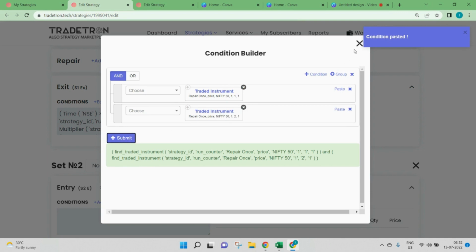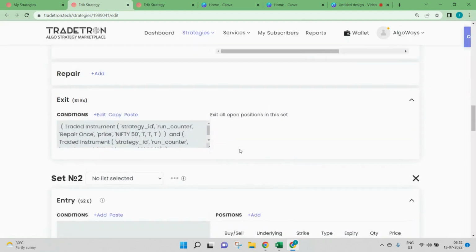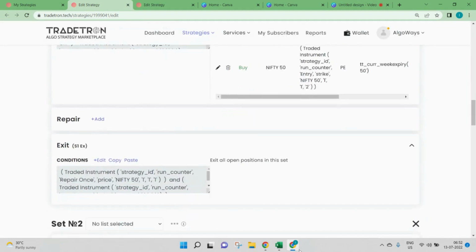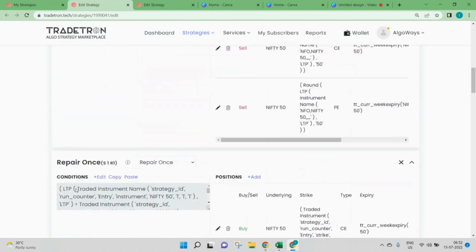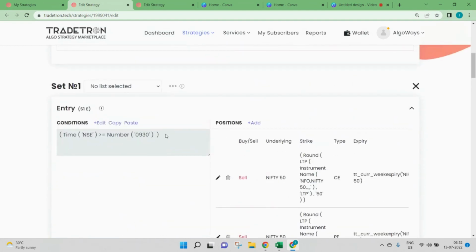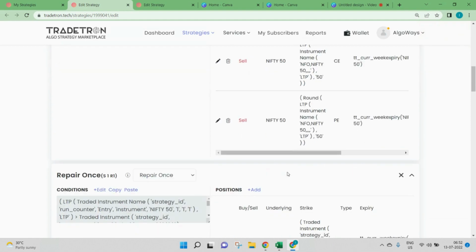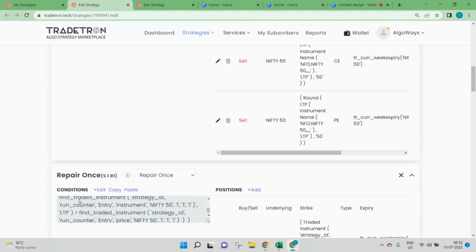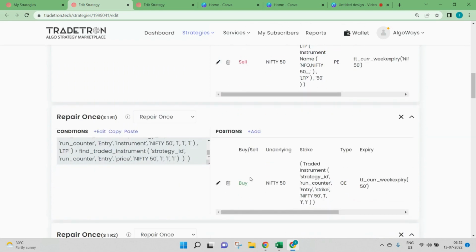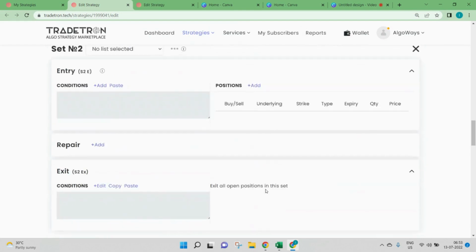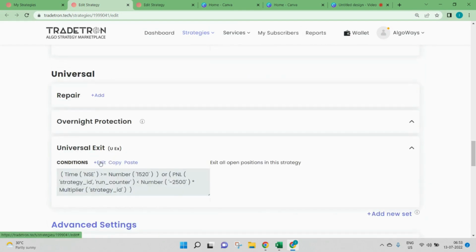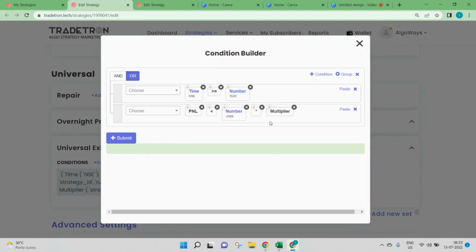If both have happened, it will exit this particular set, and once the exit happens, it again goes to the entry condition for checking. So the entry condition is this. Suppose it has exited at 12 o'clock. So this condition is still true. The time is more than 9:30. So again the entry will happen, and the same process will follow again of 20% SL shifting at cost and all. So it will keep trading till we reach the condition of universal exit, either this or that.